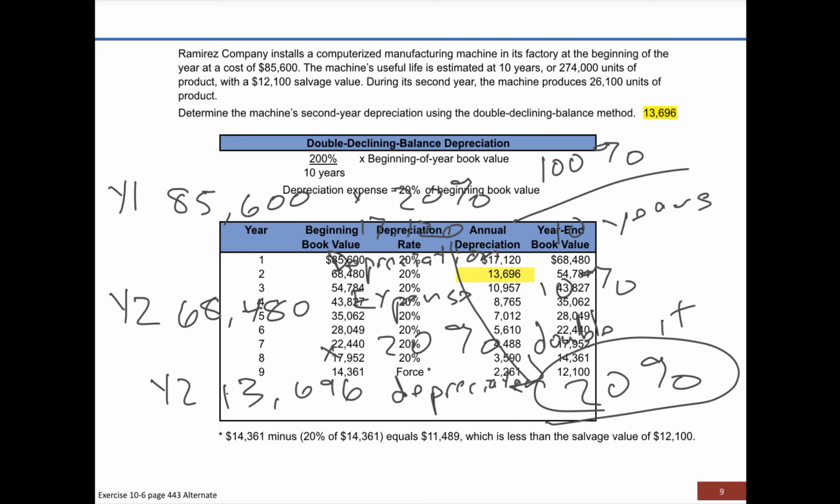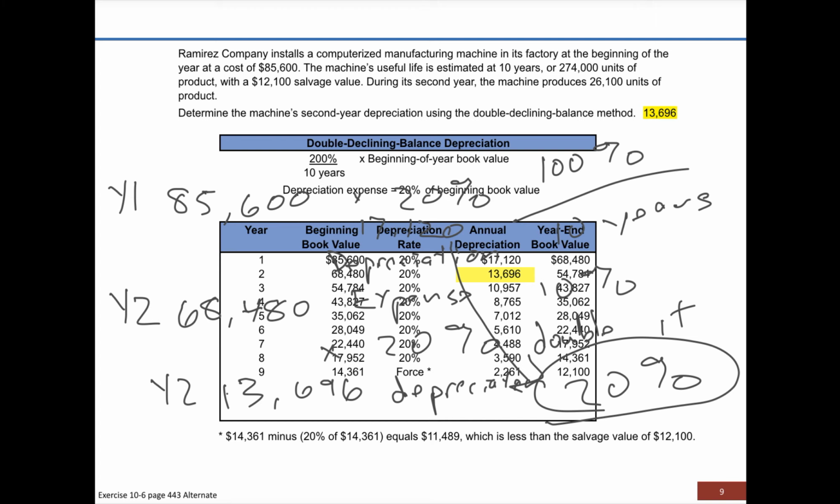Once you get there, the amount needed to get there ends up being less than the 20% you would have calculated, so you just use the amount needed to get to book value. Again, like I said, other than maybe one or two, probably maybe one question on a quiz, you won't see this on the exam. Okay? But it does happen in real life pretty regularly. Okay, any questions on double declining balance?